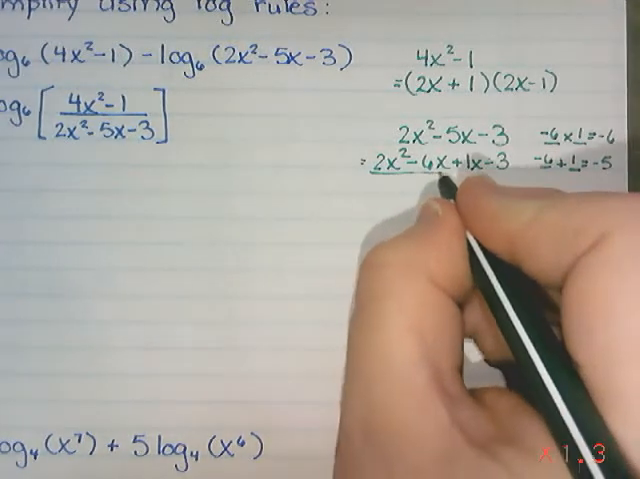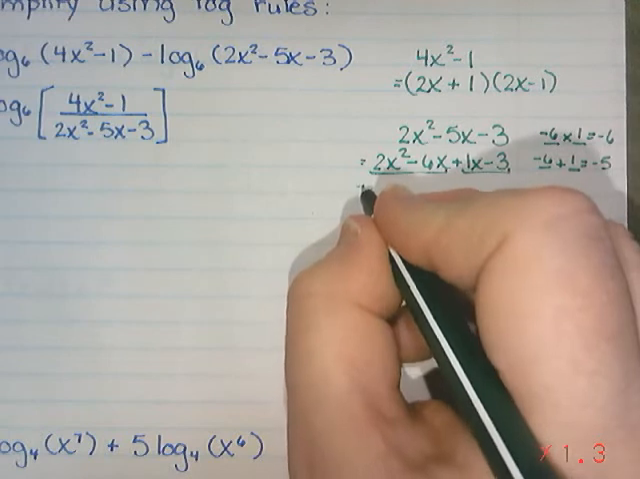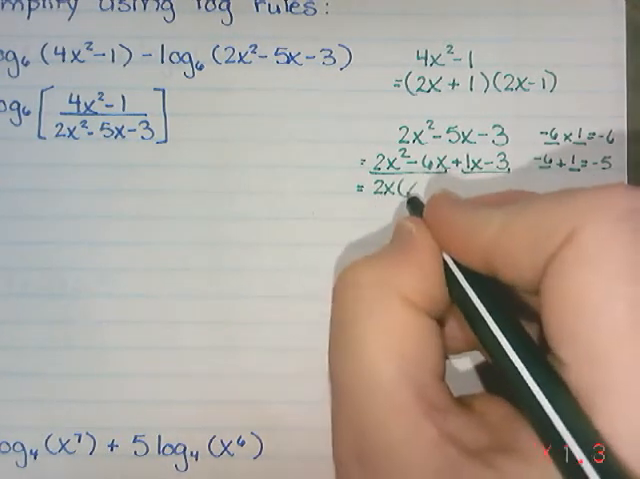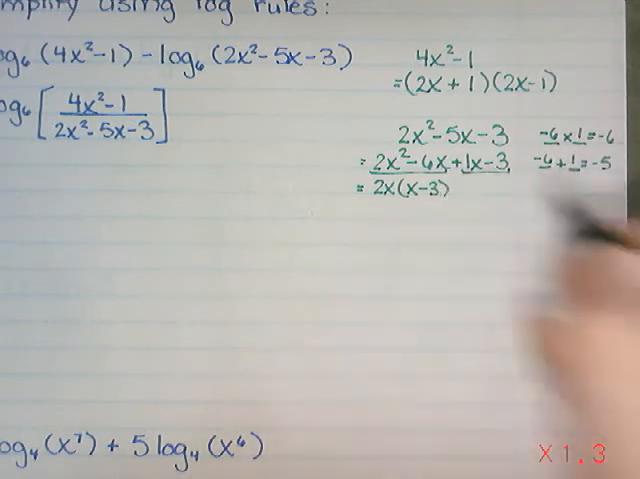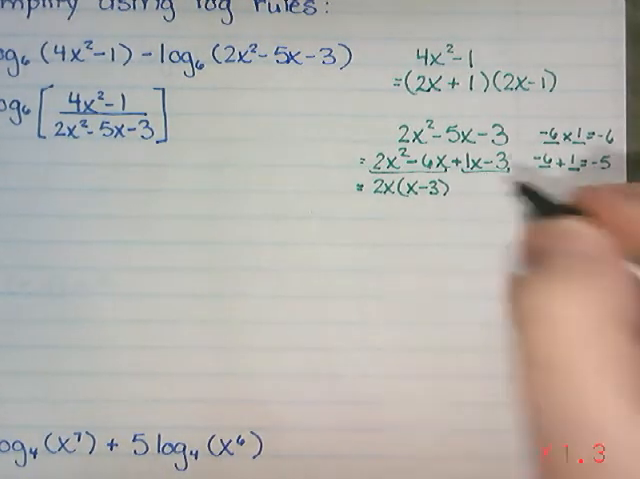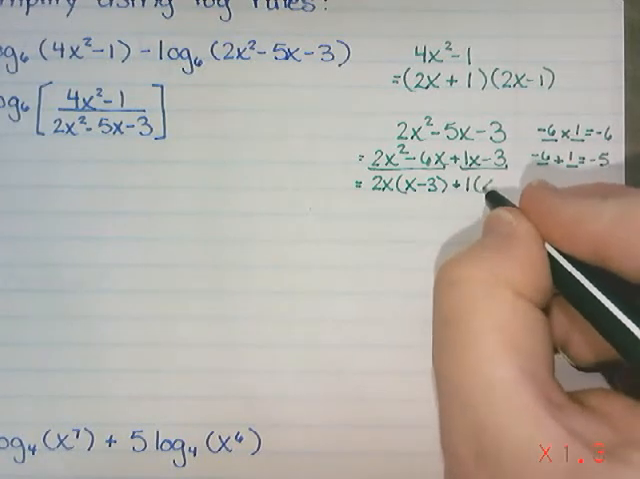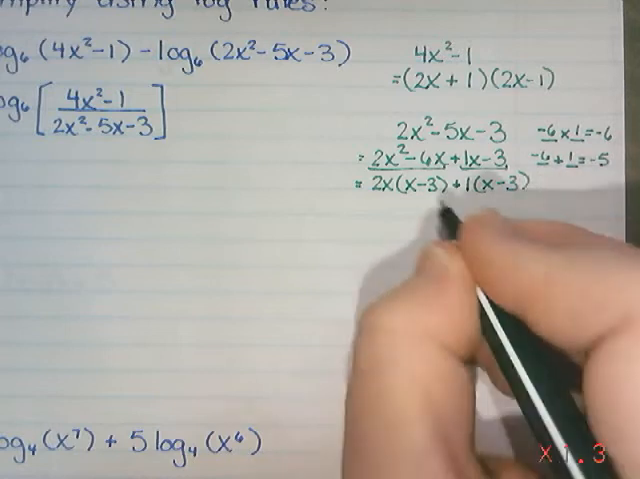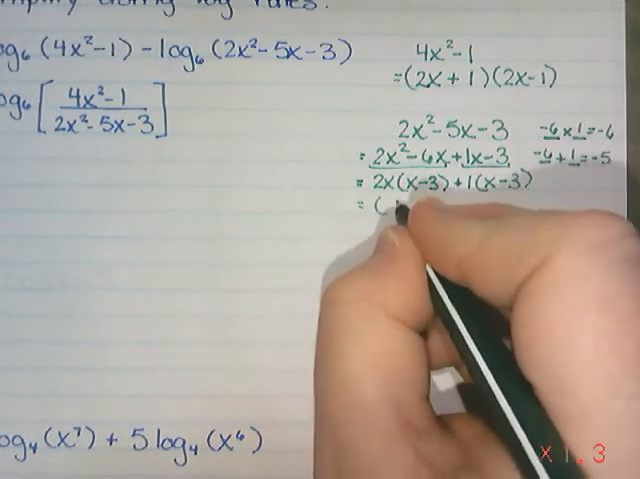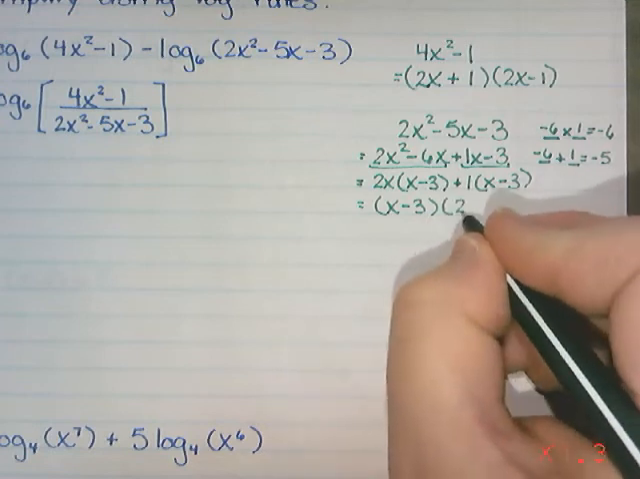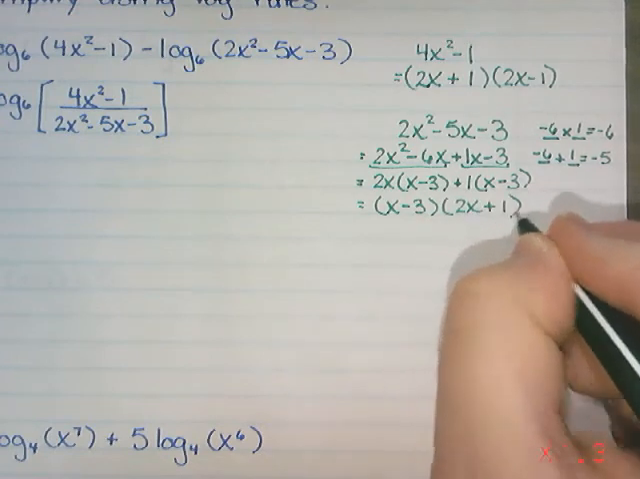I'm going to group together the first terms and the last set of terms. The first pair has a 2 and an x in common, and I get x take away 3 left behind. The second pair doesn't really have anything in common, so I'm going to say they have a 1 in common, and then x take away 3. I notice they both have an x take away 3, so I can common factor that out to say this is x take away 3 times 2x plus 1.